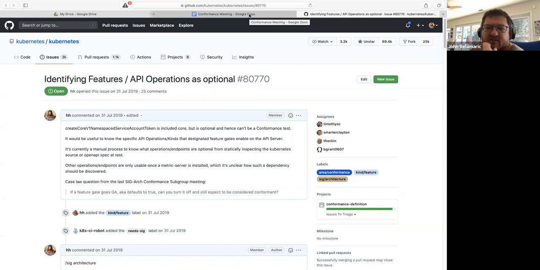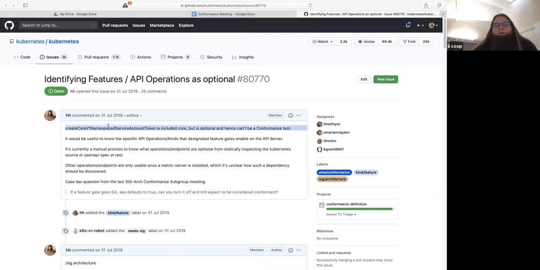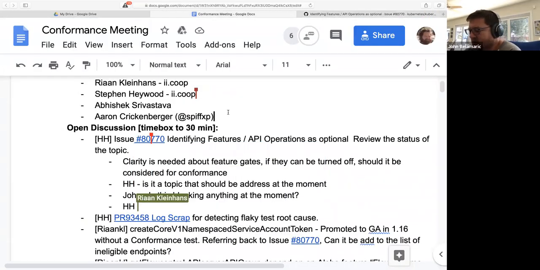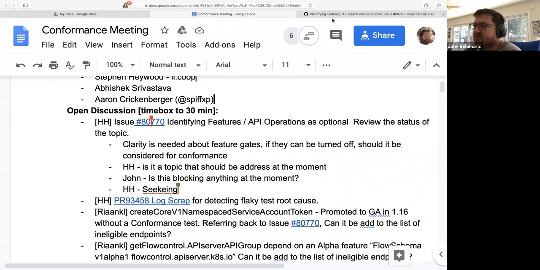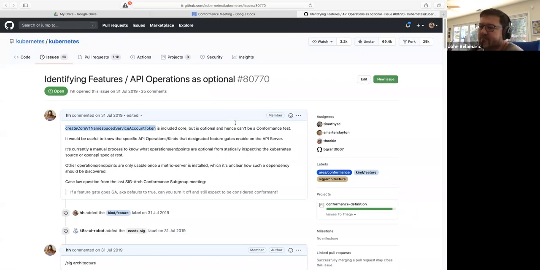Yeah, I think for us, it's knowing whether we should be targeting an endpoint or not and trying to get authoritative answers. In this case, for this particular endpoint, I think there's a separate issue on should we have create core v1 namespace service account token be part of the surface area that we want to cover for conformance. Right. Go ahead. Oh, I haven't looked at that issue at all, so I don't know the context there, I guess.